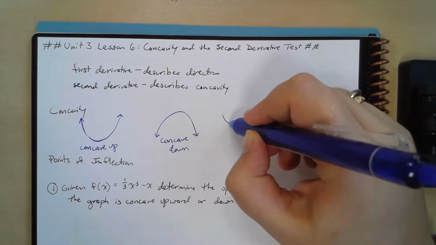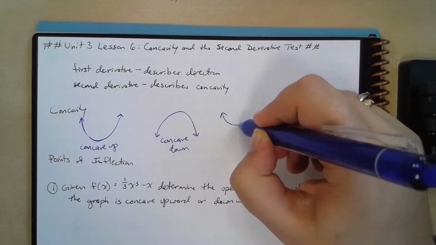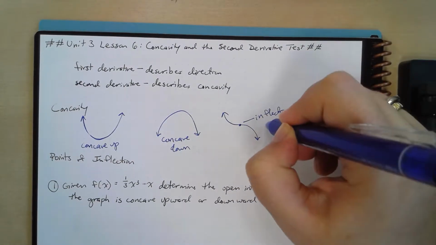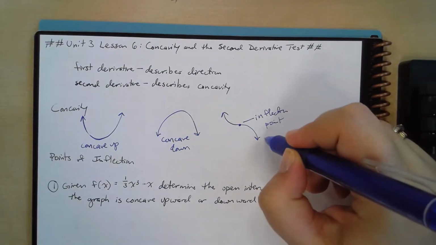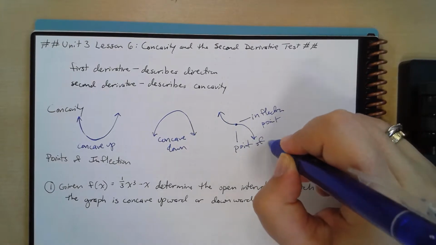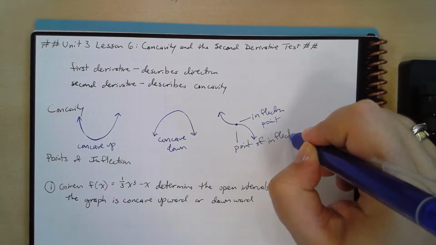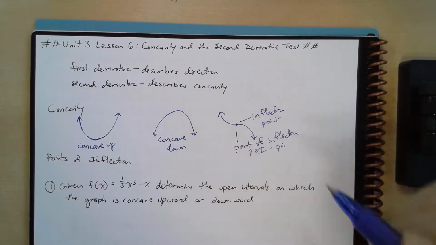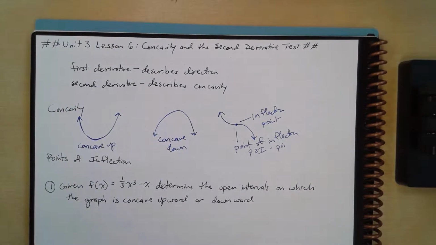And where we change direction is what's called an inflection point. So that's an inflection point, or you might see it as a point of inflection, or sometimes just POI. So the concavity of a curve can change, and when it changes, that's our inflection points, our points of inflection.